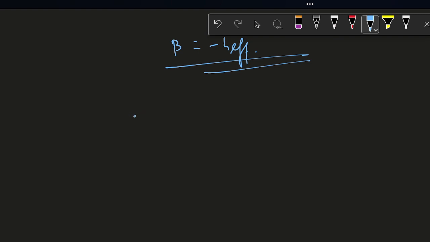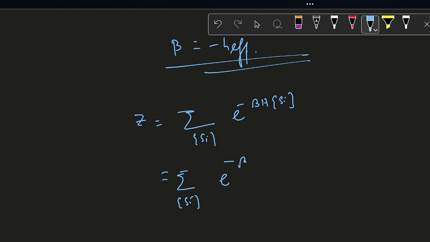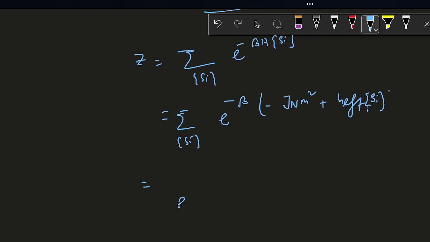So for that there is a ln Z expression. For our case we'll first get what Z is. So Z is this sum over si of e to the power minus beta H si, right? Then we write down the Hamiltonian as the mean field Hamiltonian here, minus beta times minus J n m square. This is our mean field Hamiltonian value plus H effective sum over si. So the e to the power beta J n m square we take out because this is a constant.